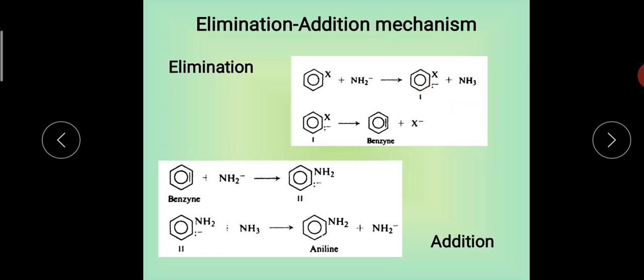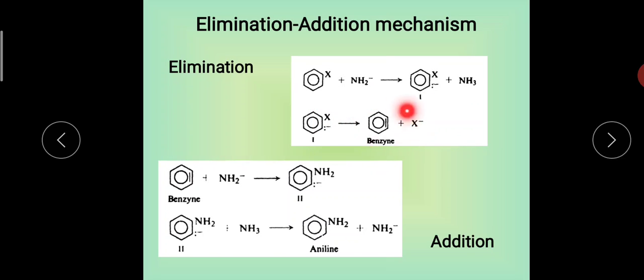Okay, so in the second step, what happens is when this carbanion intermediate, that is the carbon carrying the electron pair, gets delocalized over the ring, the carbon-halogen bond slowly breaks. Once this carbanion tries to stabilize itself by delocalization of electrons, this halogen has to leave along with its electron pair.